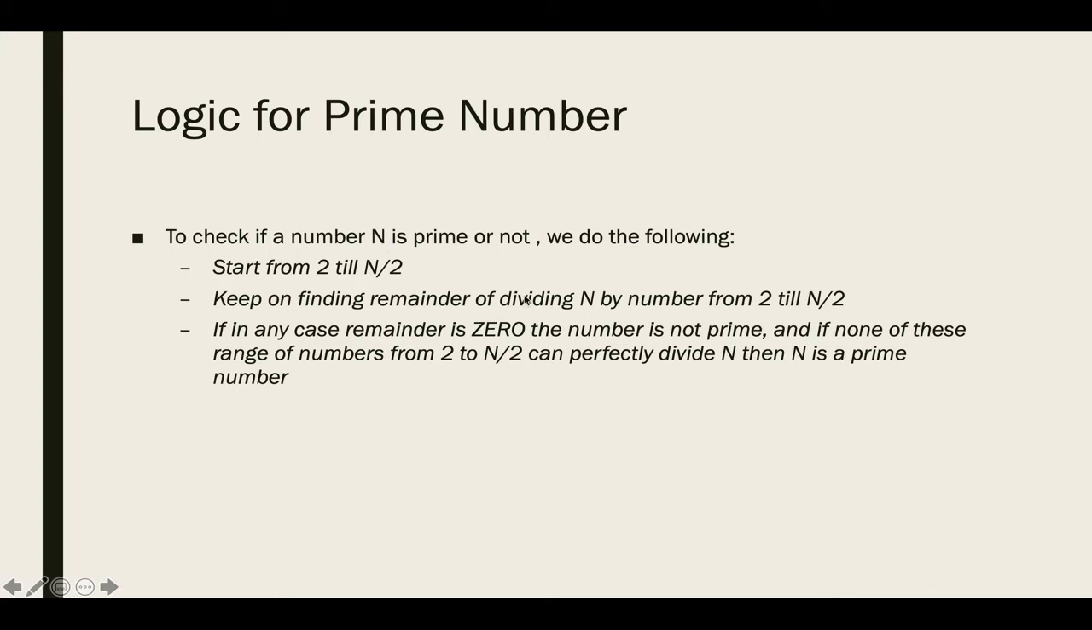Suppose we take an example, suppose I take 17. I will keep dividing 17 from 2 to 8. I will divide 17 by 2, it will not divide. Then I will divide 17 by 3, 4, 5, 6 till 8. It is not going to divide by any of these numbers. So I will say 17 is a prime number. But suppose I take the number as 18. So I have to go from 2 till 9. I will divide 18 by 2. It will divide 18. Then I will say the number is not prime and I will stop there.